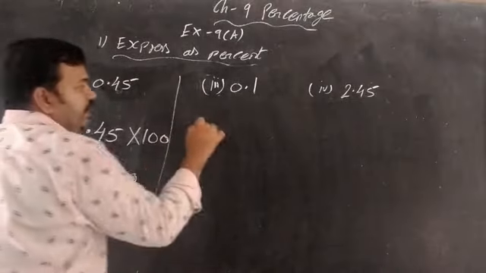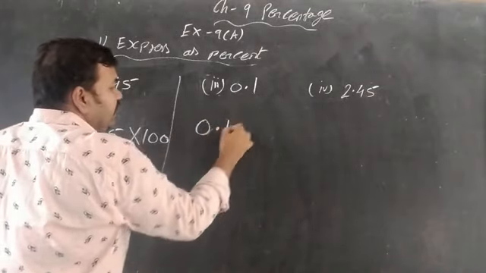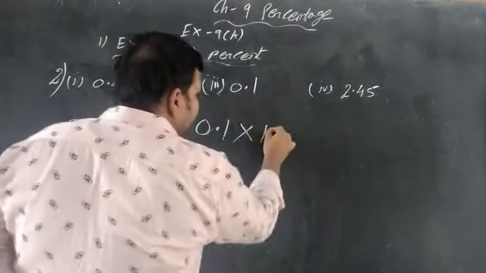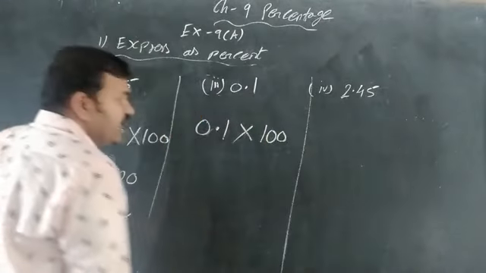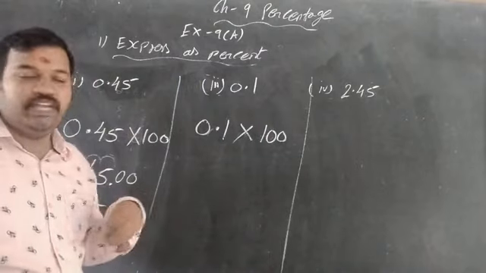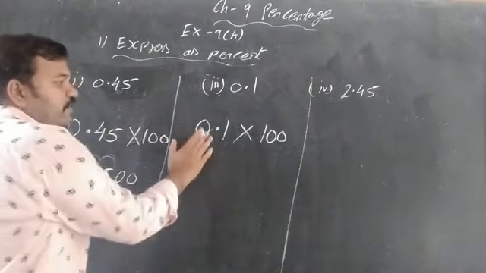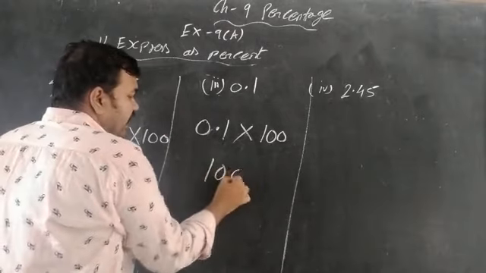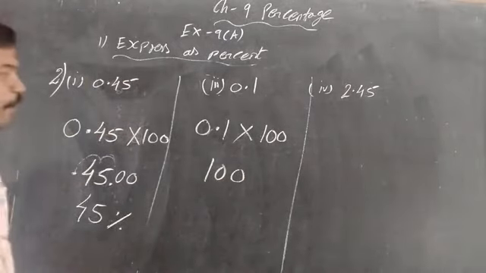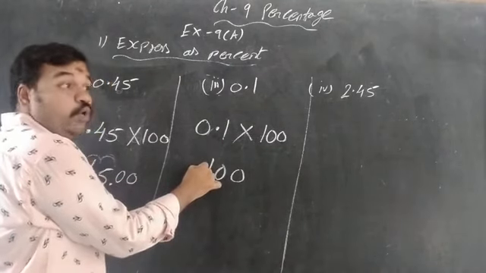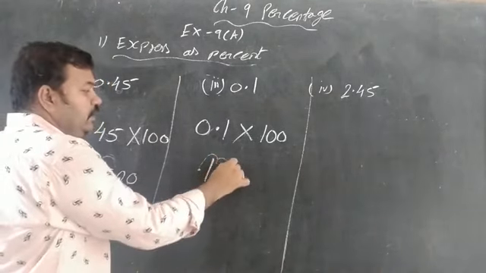Those who did not understand, see here once. 0.1 is the given question. We have to multiply with 100. Why are we multiplying with 100? Because it is given to change into the form of percentage. So first forget about the point, which is 1. 1 into 100 is 100. Where is the point at first? The point is before 1, which will move 2 digits. 1, 2.